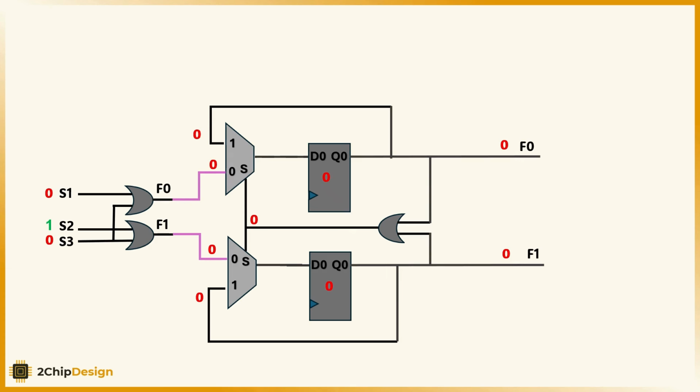Let's say snail 2 wins the race. Let's observe what happens next. At this moment, the lower MUX passes the value 1, which corresponds to snail 2. This value is moving forward through the multiplexer to the D flip-flop. This value is now stored in the D flip-flop, and it also propagates to the OR gate, which now outputs 1, indicating we have a winner.